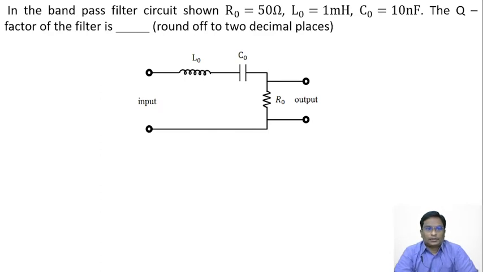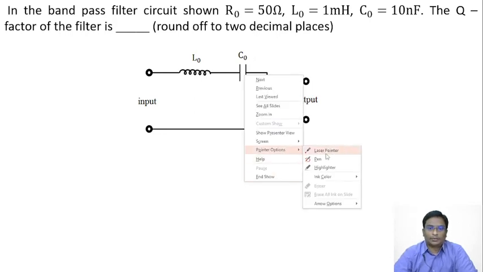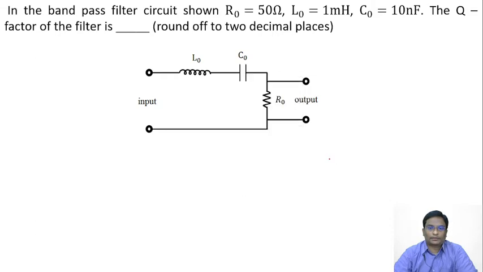In the first question, in the band pass filter circuit shown, R naught equals 50 ohms, L naught equals 1 millihenry, and C naught is given as 10 microfarad. You can see this is L naught, C naught, R naught. They are asking us to determine the quality factor of the circuit. Here it seems like a series RLC circuit, something like a series resonant circuit.